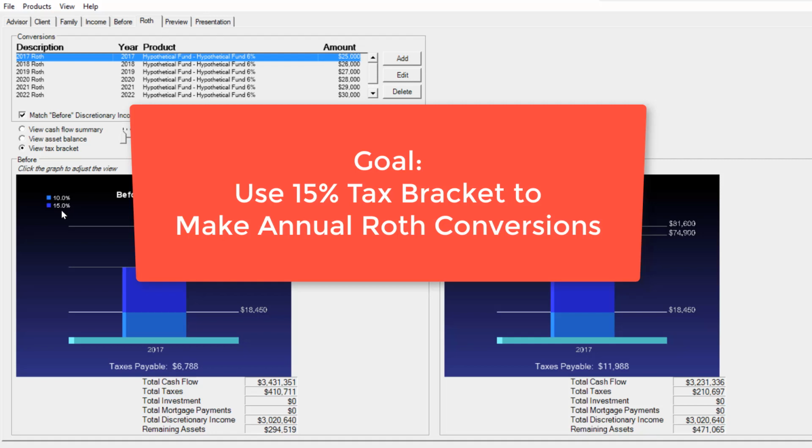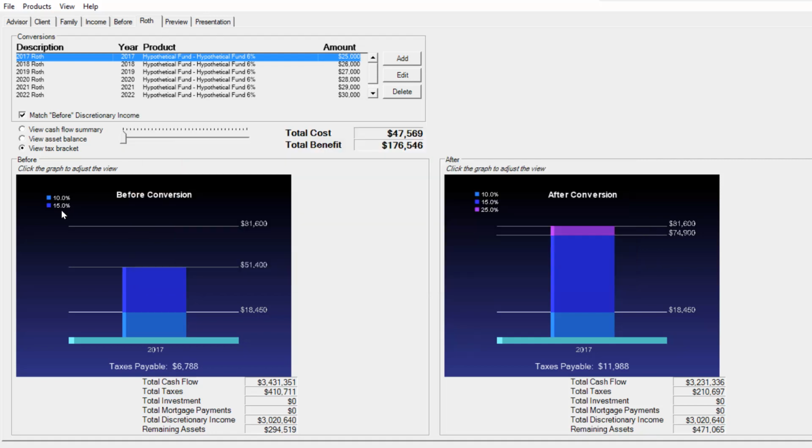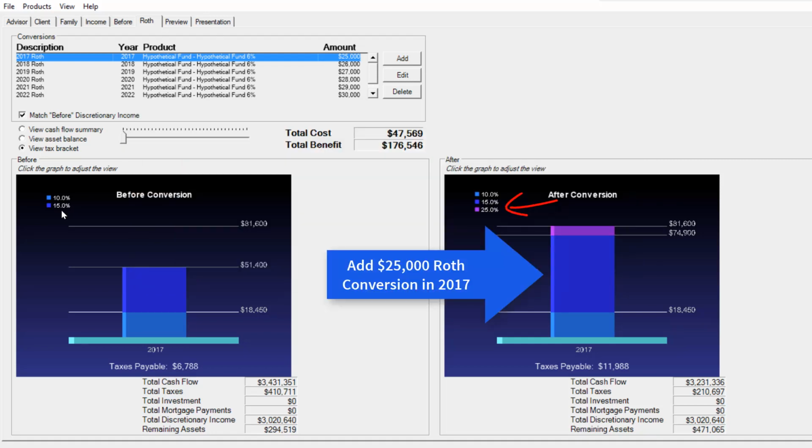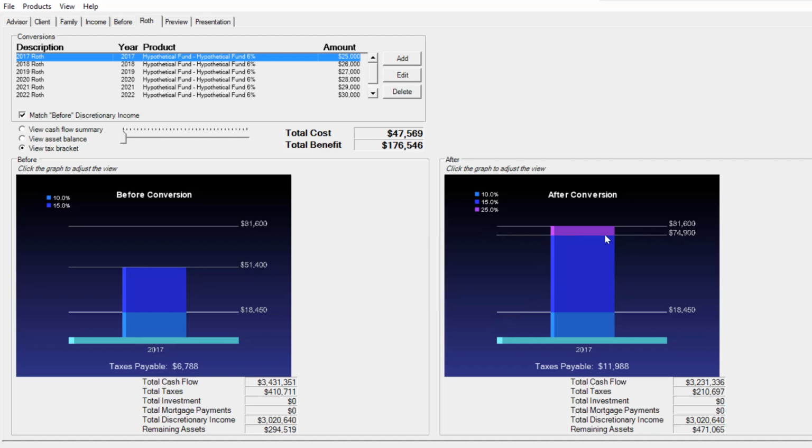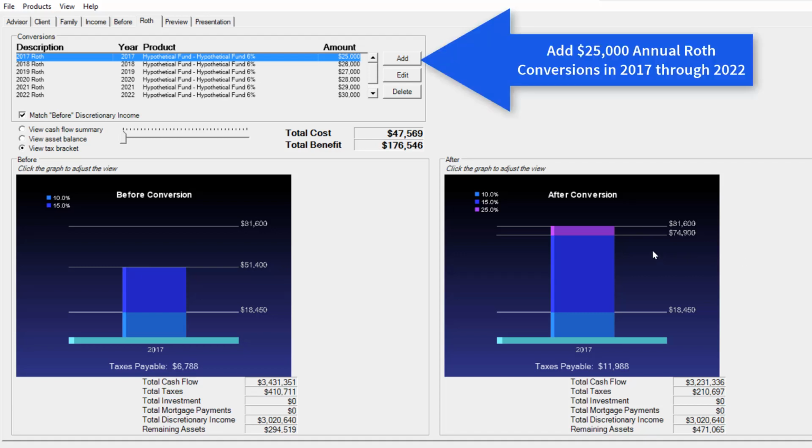So what our goal here is to stagger the conversions up to the 25% tax bracket, use that money to convert it to Roth. And if you look at the after, you'll see we're a little bit in the 25% bracket. This purple is the 25% bracket, but we have stretched the 15% bracket up to the maximum and creeped into the 25%. And so we have a staggered Roth conversion. Now, how did we do that?